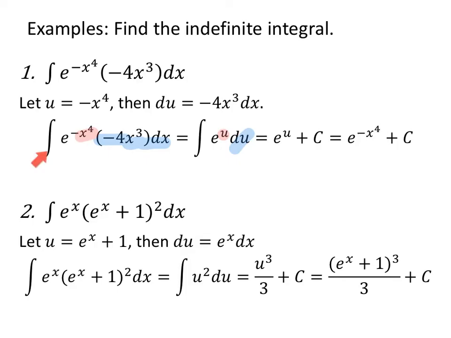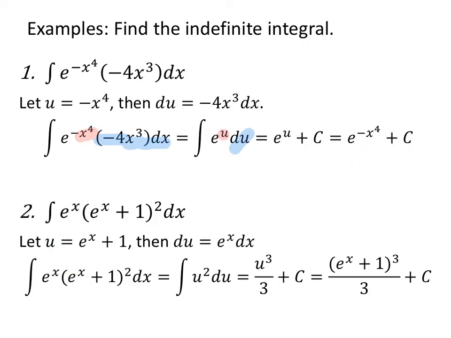So rewriting our integral, e to the negative x to the fourth times minus 4x cubed dx, as the integral of e to the u du just gives us an answer of e to the u plus c. And this antiderivative, when we replace u, becomes e to the minus x to the fourth plus c. That's it. Do a simple substitution, make it easy, then reverse our substitution.